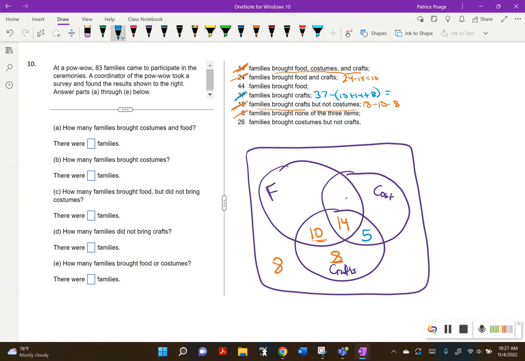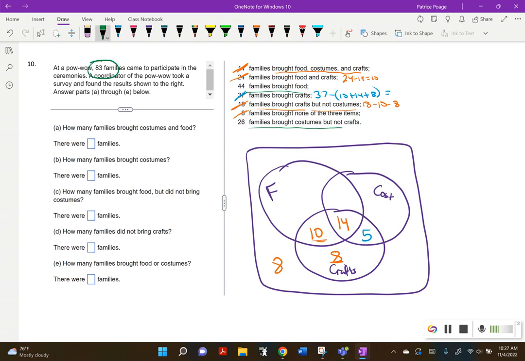26 brought costumes, but not crafts. So that would be here and here. Can't do that yet. So going back through, 44 families brought food. Can't do that. And 26 brought costumes. Okay, so we're stuck. So when you get stuck, you think backwards.